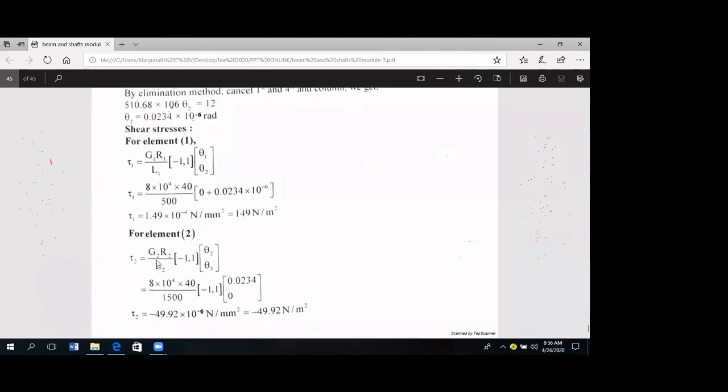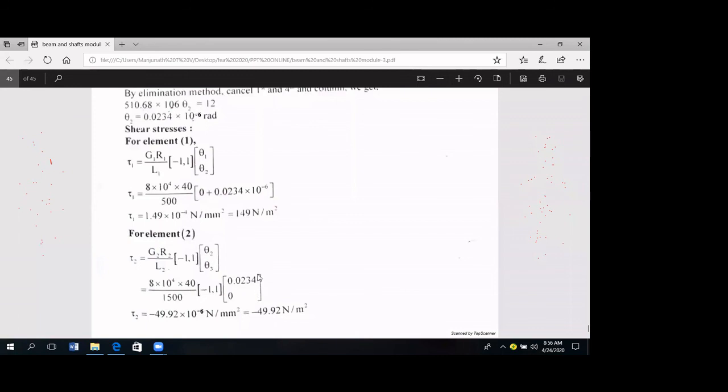Then similarly for element number 2, G2 R2 divided by L2 times minus 1, 1, times theta 2, theta 3. So G value 8 into 10 to the power of 4, R value 40, divided by L value 1500 millimeter, minus 1, and theta 2 value we have got 0.0234, and theta 3 value is 0 because it is fixed. So just multiplying these values, only the first term has a value, and the second term, multiplied by 0, becomes 0. This gives minus 49.92 into 10 to the power of minus 6 Newton per millimeter squared.